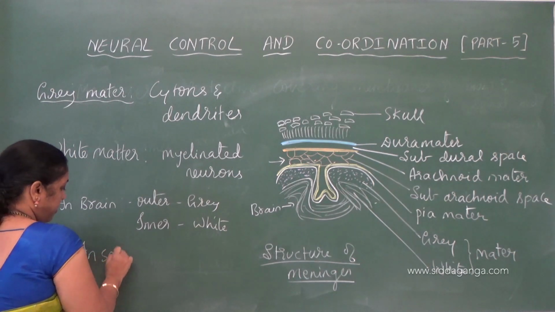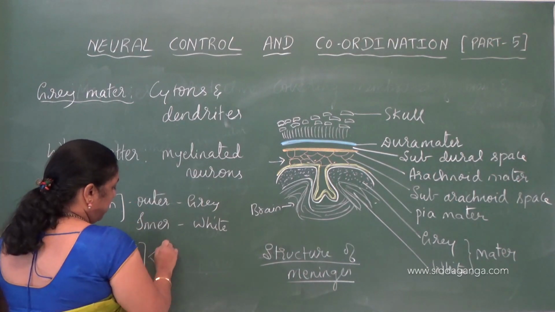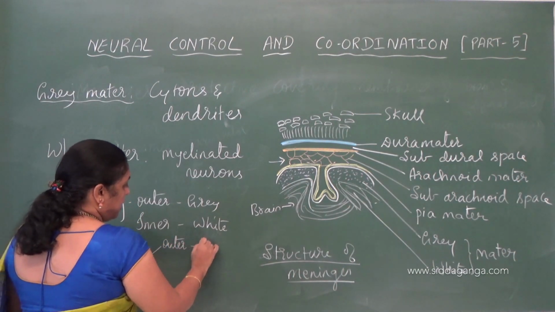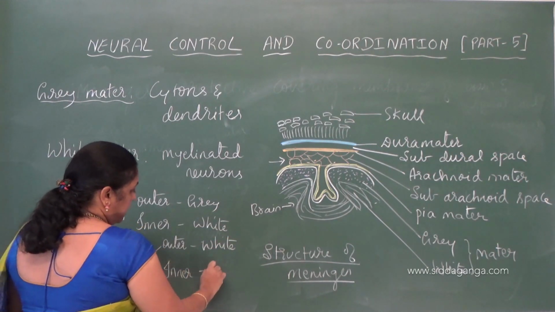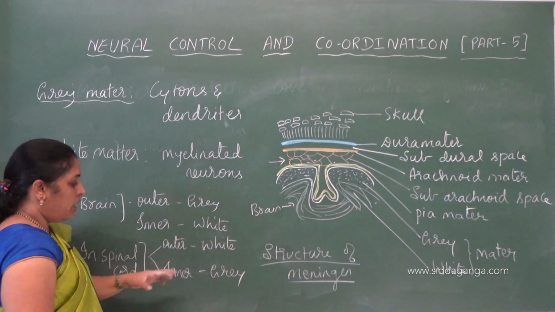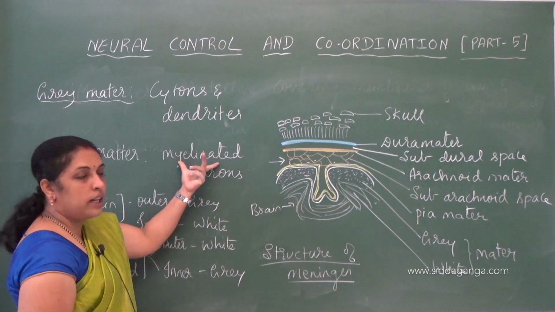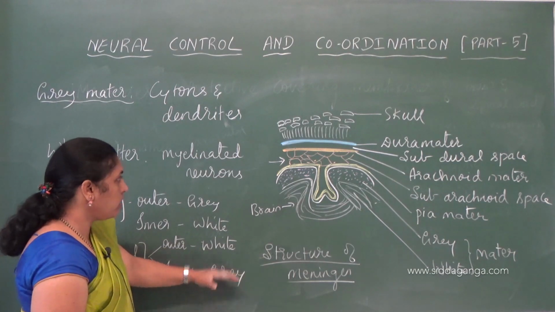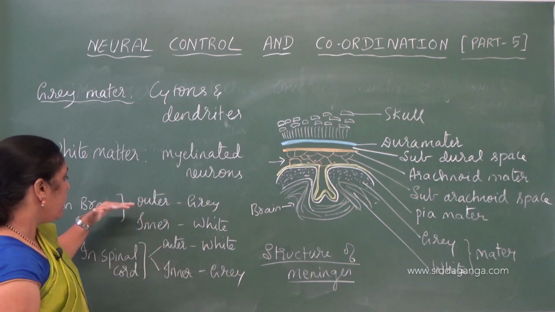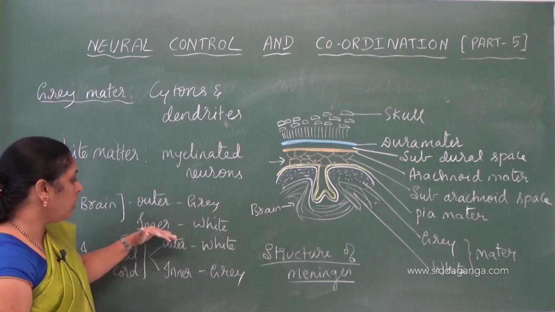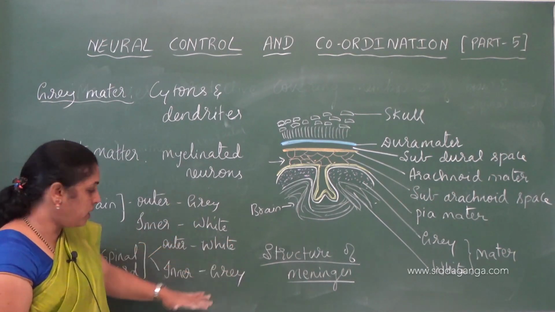In the spinal cord, outer is white, it consists of white matter, inner is grey matter. That means on the outer side of the spinal cord we see white matter, which contains myelinated neurons. Grey matter contains cell bodies and dendrites. This is the opposite, and you must remember it for competitive exams. In brain outer contains grey matter, inner contains white matter, whereas in spinal cord outer contains white matter, inner contains grey matter.